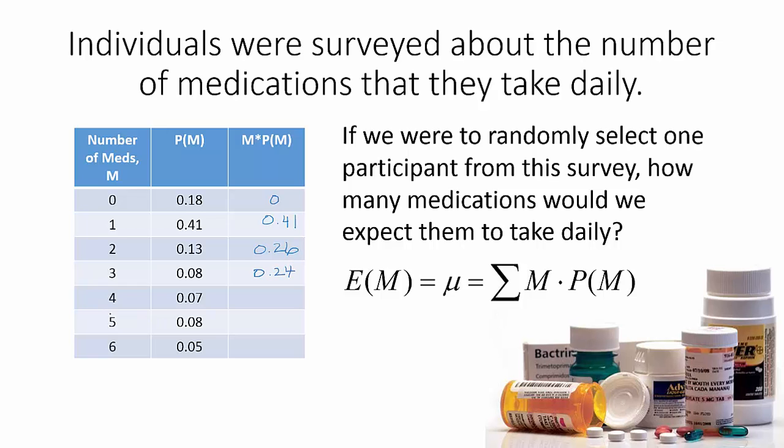You can use a calculator to help you with these, or you can do them in your head in this case. 4 times 0.07, 0.28. 5 times 0.08 is 0.4. And 6 times 0.05 would be 0.3. So what we've done is this part in the middle of our formula, we've taken m times the probability of m for each and every one.